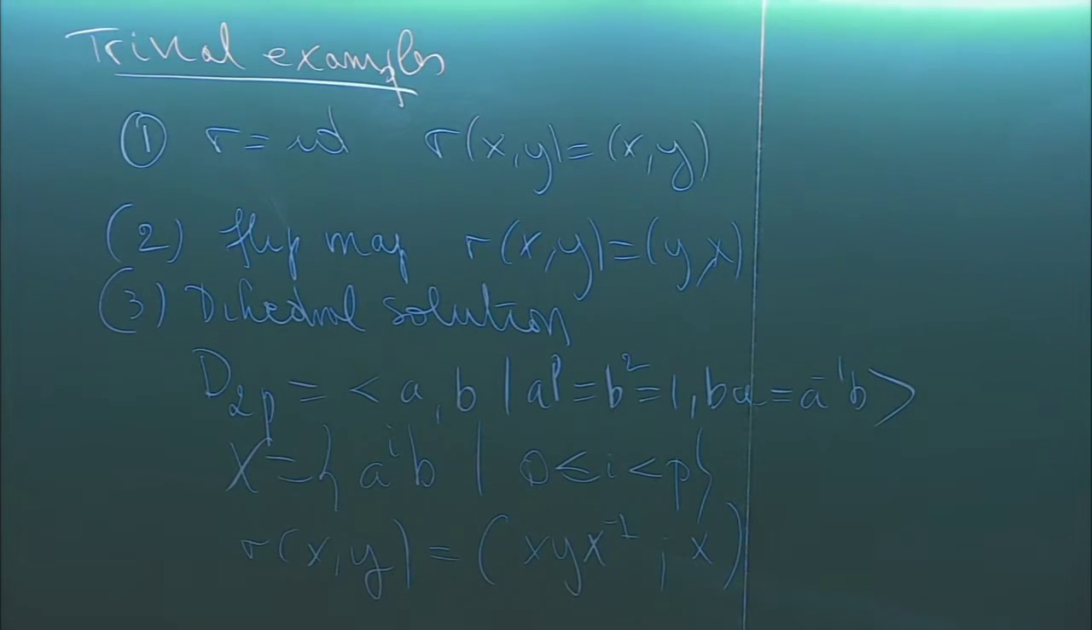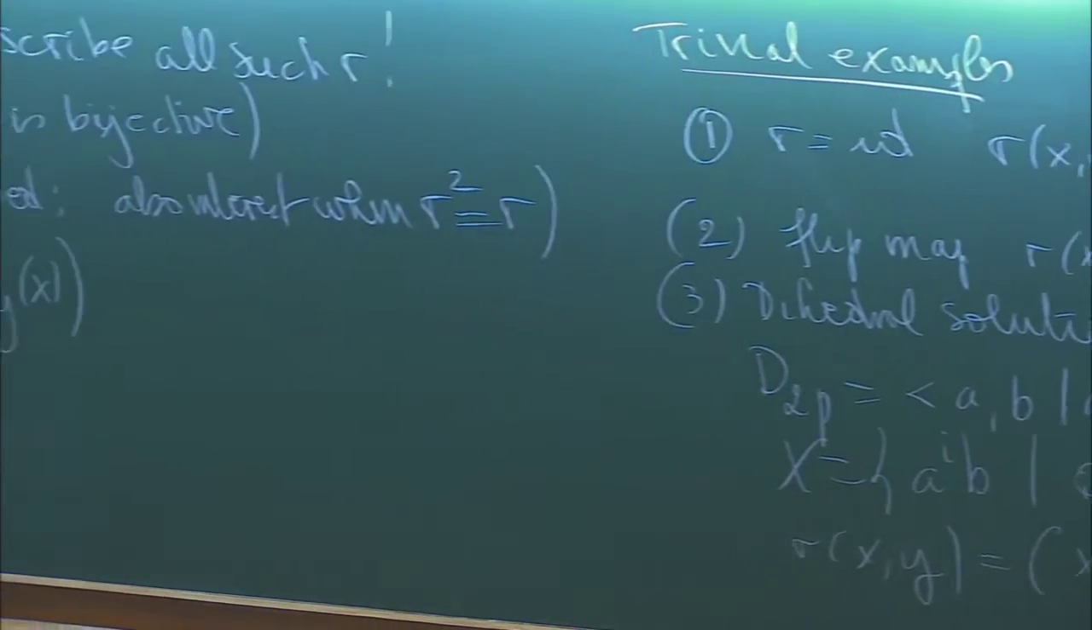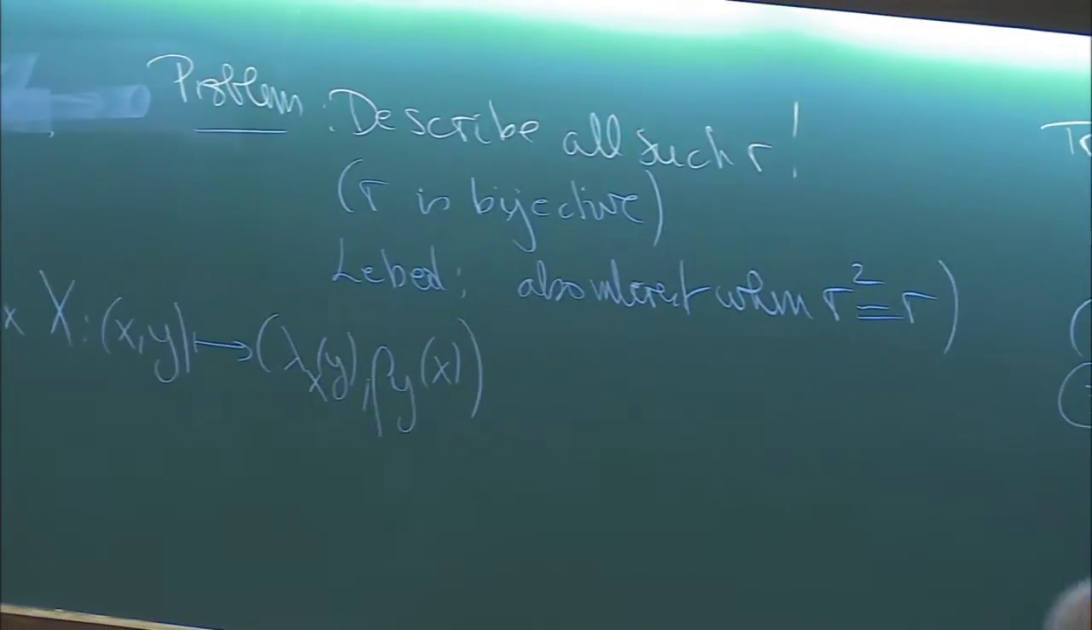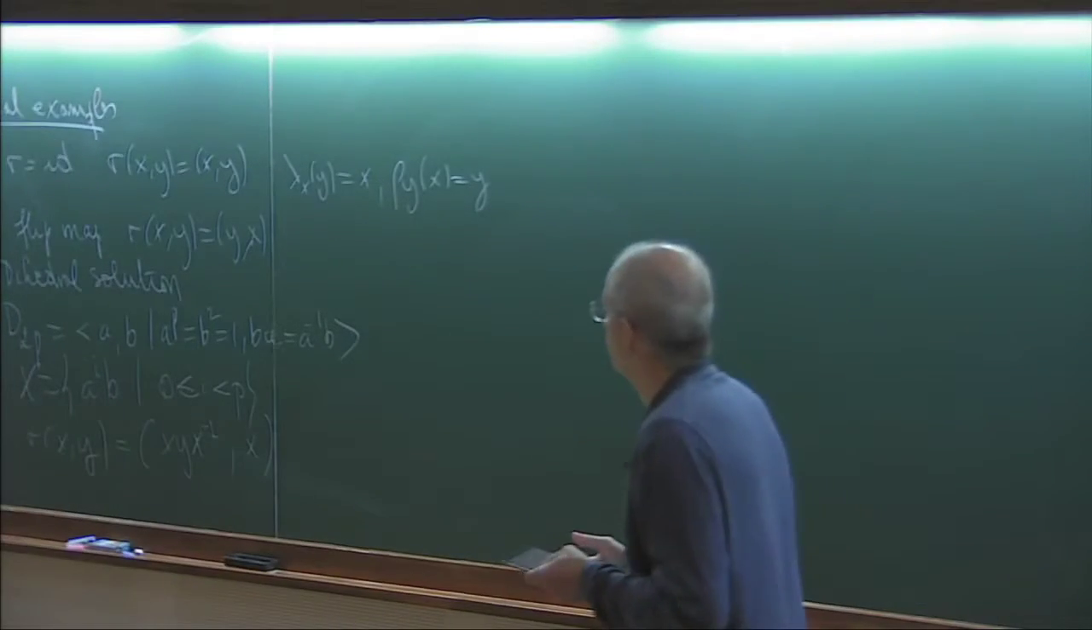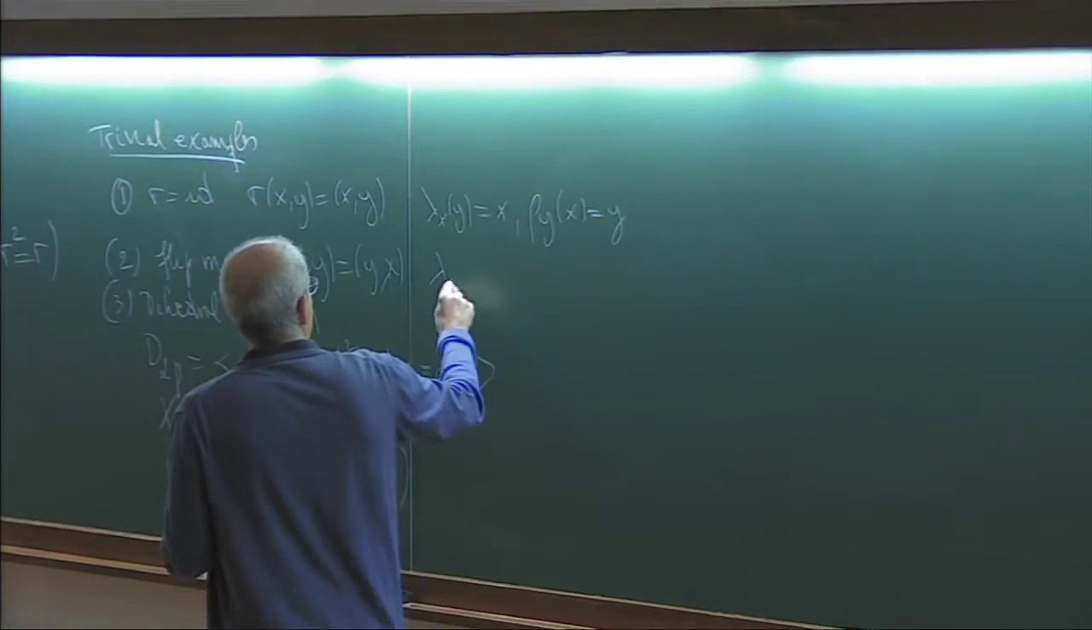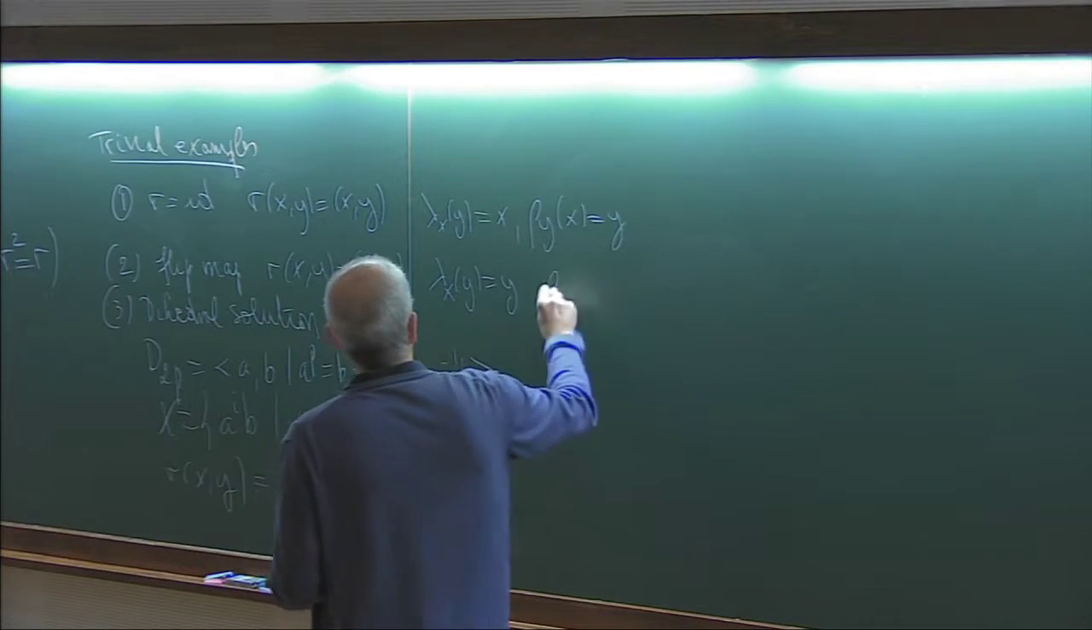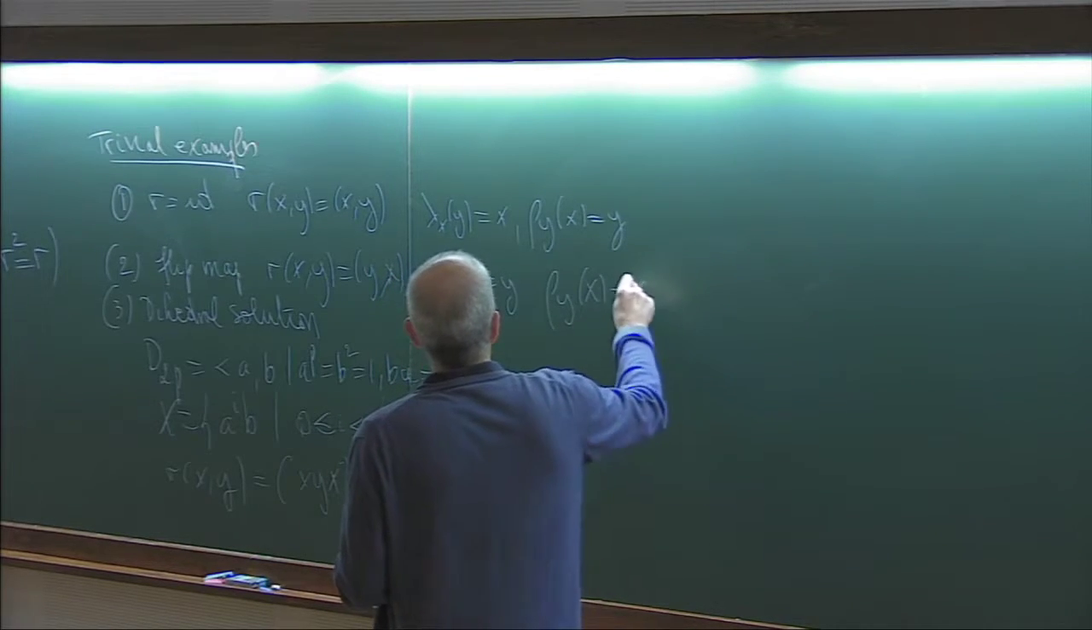So I'll introduce the notation here. The image of (x, y) I will denote by (lambda_x(y), rho_y(x)). The first coordinate depends on x and y, and I denote it this way. So here, in this situation, lambda_x(y) is equal to x and rho_y(x) is equal to y. They're constant maps. Here, lambda_x(y) is equal to y and rho_y(x) is equal to x, so they're the identity mappings.